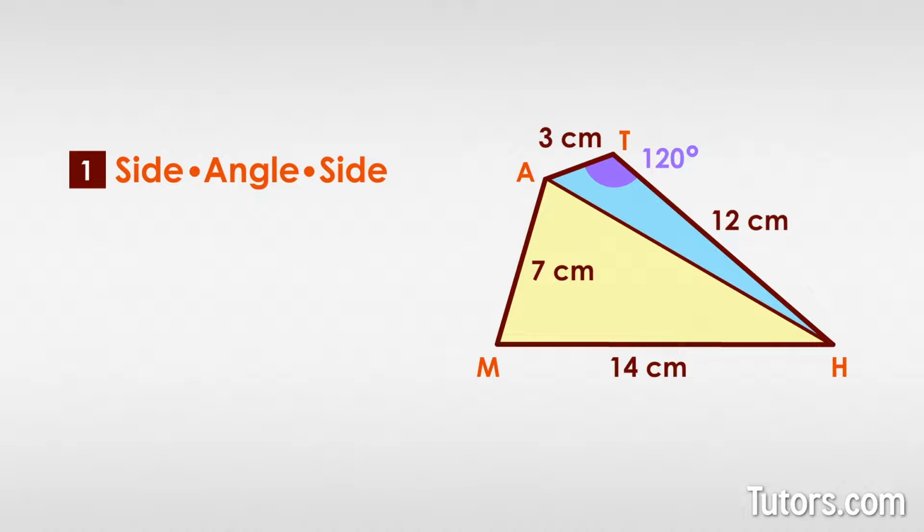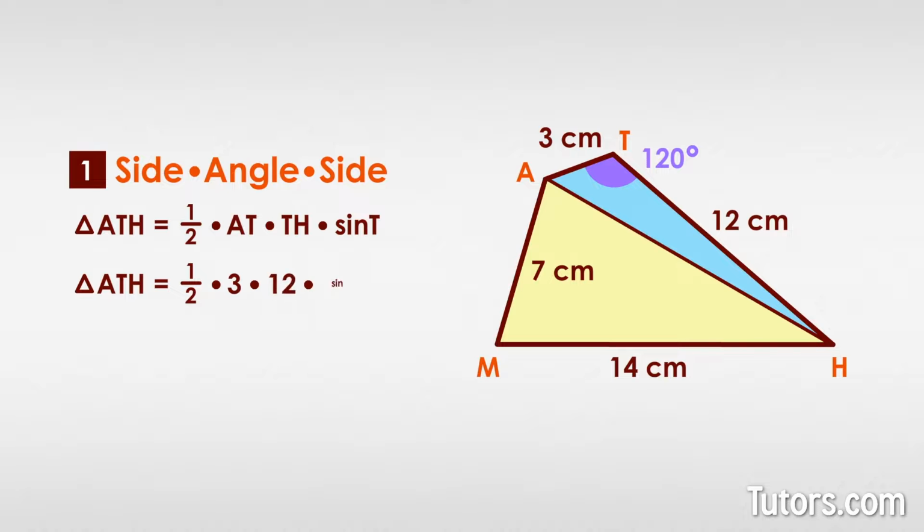Given the lengths of two sides AT and TH and their included angle T, use the trigonometric function side angle side to calculate the area of triangle ATH. We can plug our numbers into this equation. Then we solve for A, which gives us the answer A equals 15.588 centimeters squared.